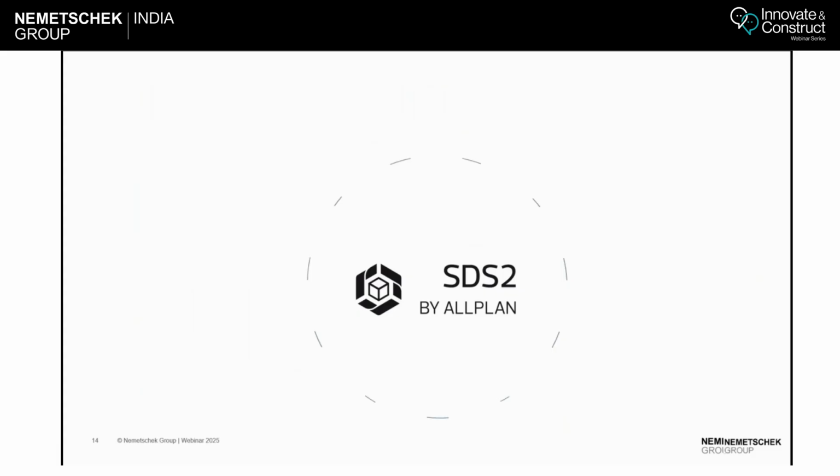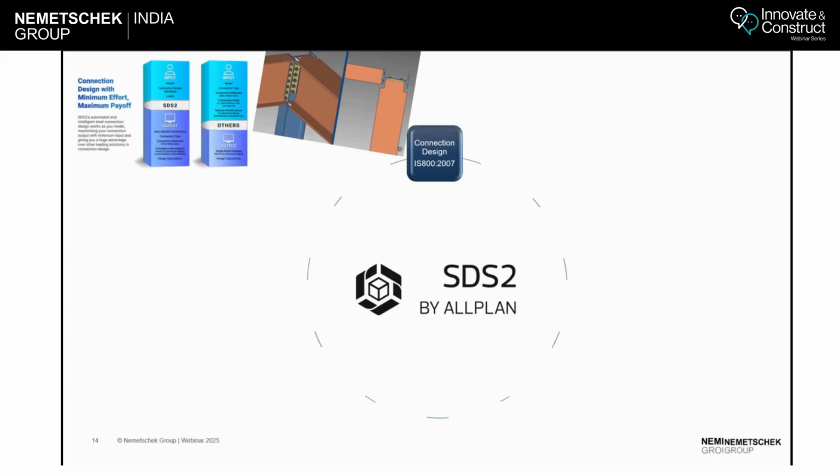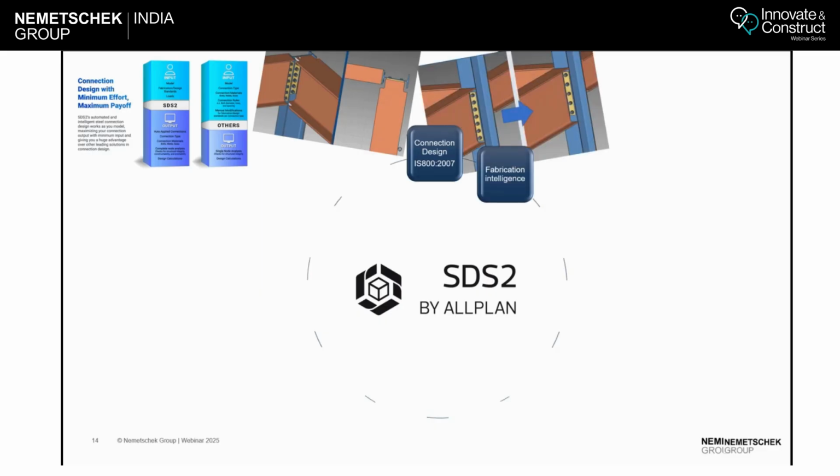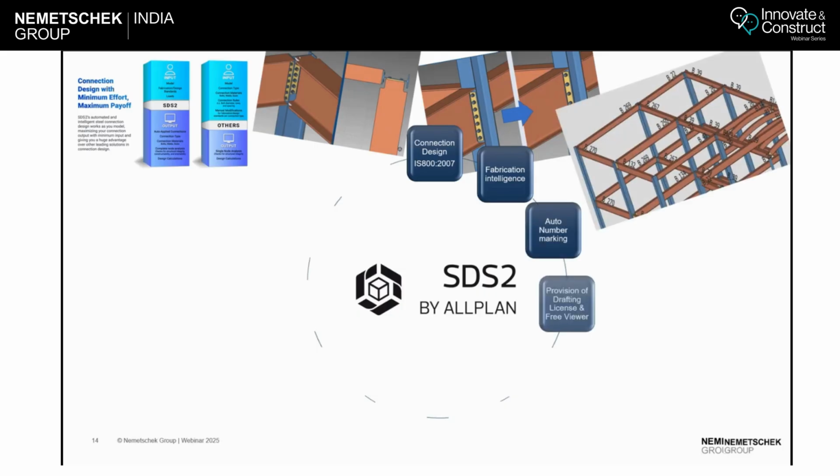So now I'm going to briefly describe what features we offer in SDS. The first is connection design. In SDS, it does not simply stick a connection, but it generates a connection considering a lot of parameters. I'm going to discuss this further. Then SDS has fabrication intelligence, meaning SDS can provide all the fit and all the field cuts required to properly install the steel. It checks for space validation, bolt validation, and erection issues, and based on that, it generates a connection. Then SDS has an auto piece marking option.